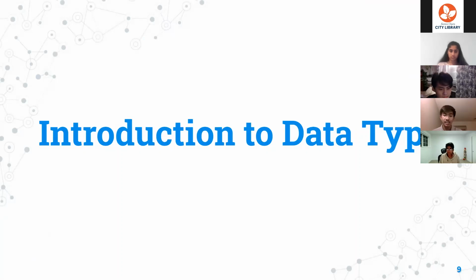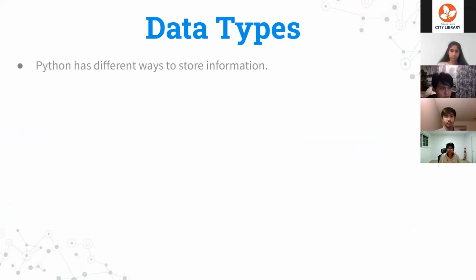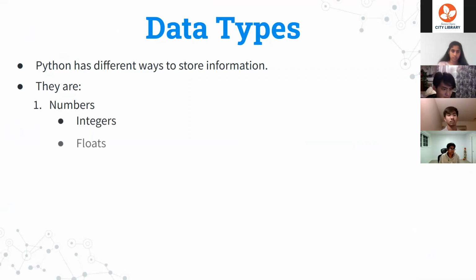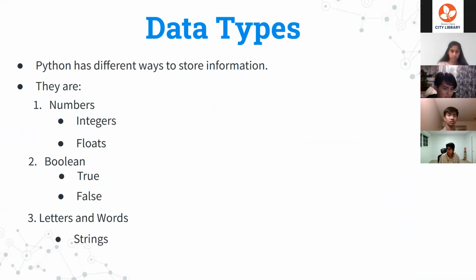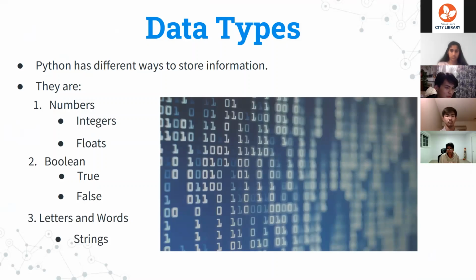Okay, so now we're going to discuss the basic data types in Python. Python has many ways to store information, and as a coding language, the machine needs to know what type of information you're trying to store. The different types are numbers, including integers and floats, booleans, which are true or false values, and strings, which store letters and words. These are stored in what's called variables, but we'll get to those later.